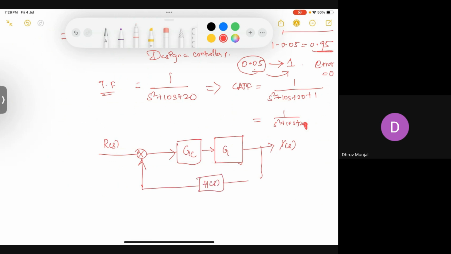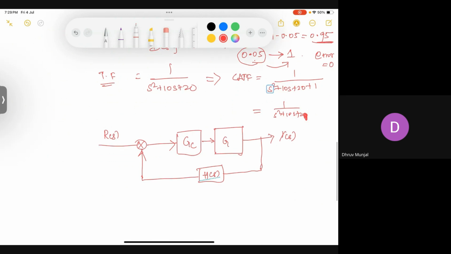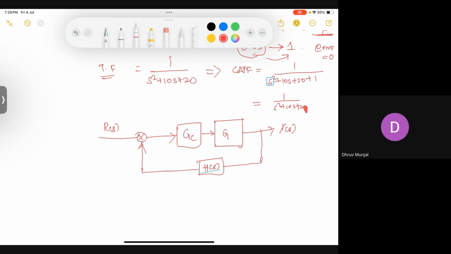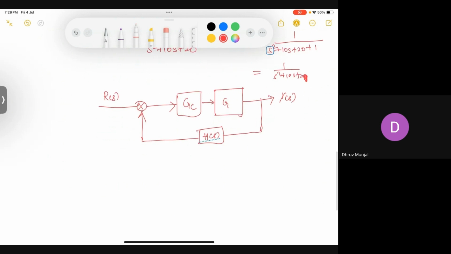I don't know what to do with that GC, whether it should be proportional or integral or a combination of those. We don't know about it. We are yet to design that. So if I introduce this controller, then I'm writing a closed loop transfer function. Now how will it look?